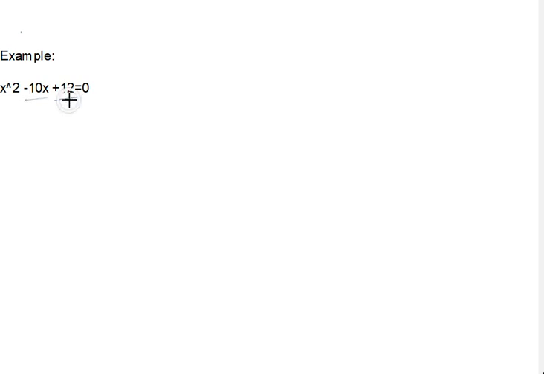12 multiplied by 1 gives me 11 if different signs. 6 and 2, and 4 and 3, all of them are not valid. So I can't use the zero product property. In this case, I have to use completing the square. So the first step is to isolate c. So x squared minus 10x equals minus 12.